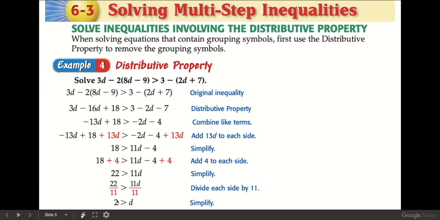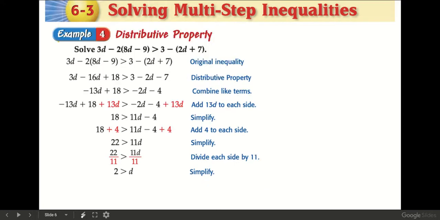So really what this is saying is that 2 is greater than d, or really it's saying that d is less than 2, right? Remember, the mouth is always eating the bigger thing, so 2 is bigger, d is smaller. So I could go ahead and rewrite it if I wanted to, because 2 greater than d is the same as d is less than 2. These two mean the same thing. If I flip the different things on the inequality, I have to flip the direction of the inequality symbol. So again, my final solution would be that for all d's in this problem, d must be less than 2.